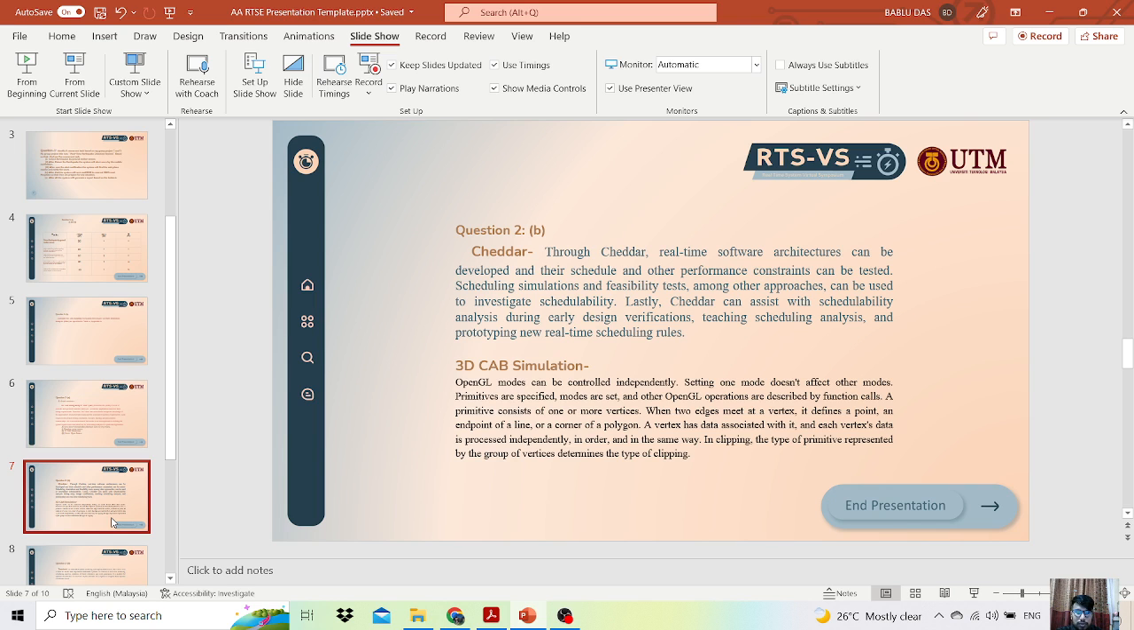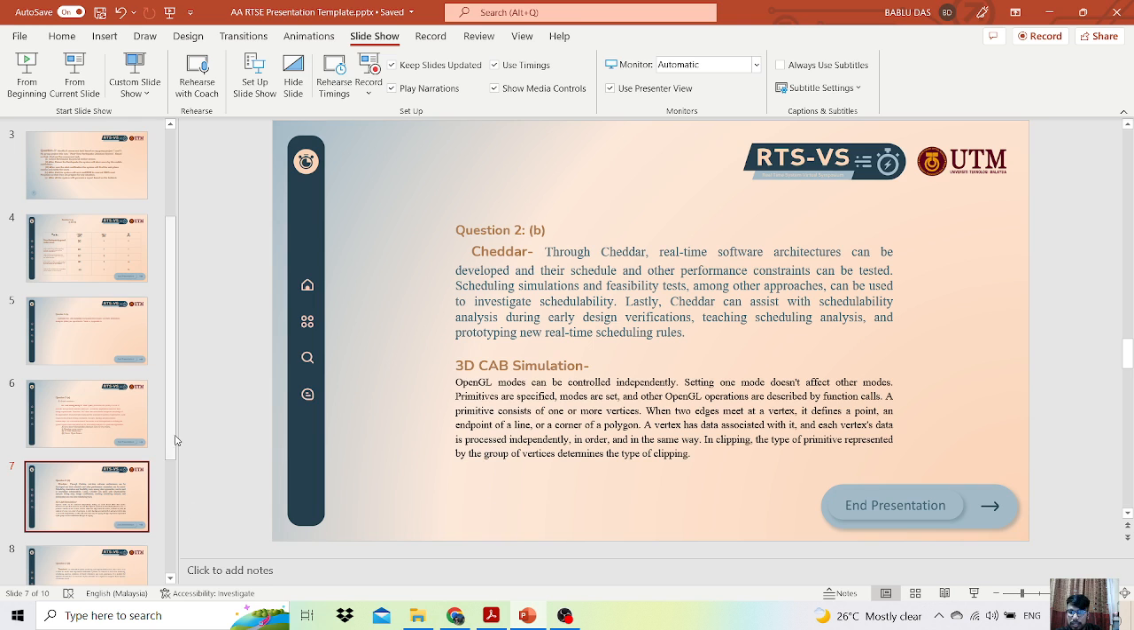The second one is 3D cap simulation. OpenGL models can be controlled independently. Setting one model does not affect other models. Primitives and specified models are set, and other OpenGL operations are described by function calls. A primitive consists of one or more vertices. When two edges meet at a vertex, it defines a point and the endpoint of a line.